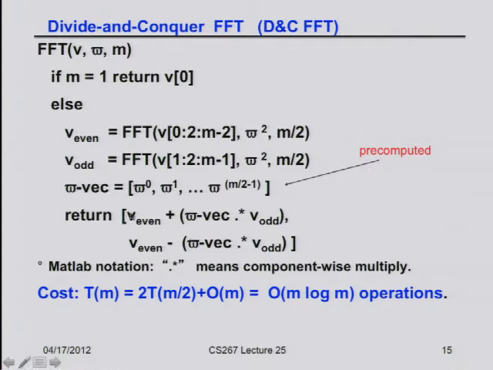And so now I can write down the complexity. The time to run this algorithm of size m is 2 problems of size m over 2. And then I do another m multiplies and m adds, call that order m, and there's the cost.